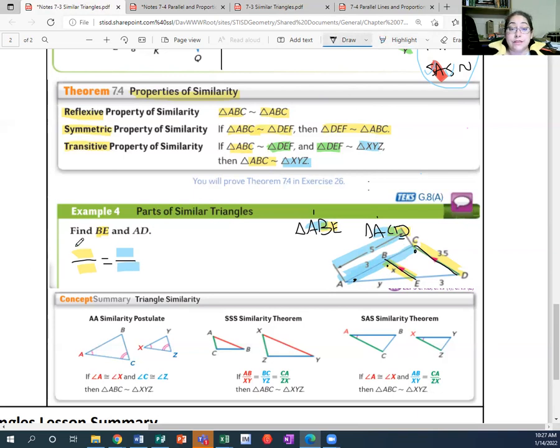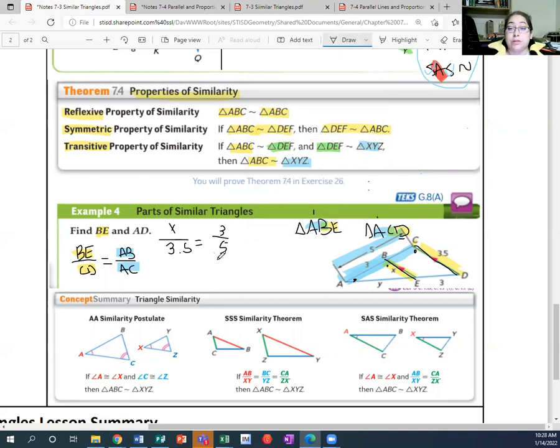All right, let's fill this in. So we're going to do the small triangle BE, the big triangle CD, the small triangle A to B, and the big triangle A to C. All right, filling all that in, I have x over 3.5 equals 3 over 5. And now this looks exactly like the setup we were doing last time when we were solving proportions.